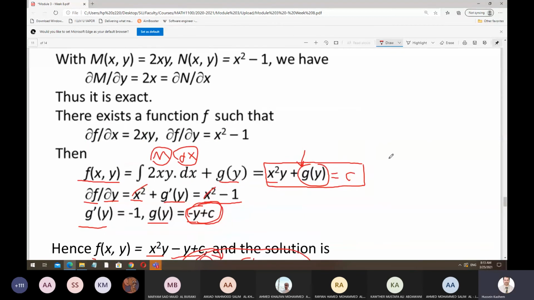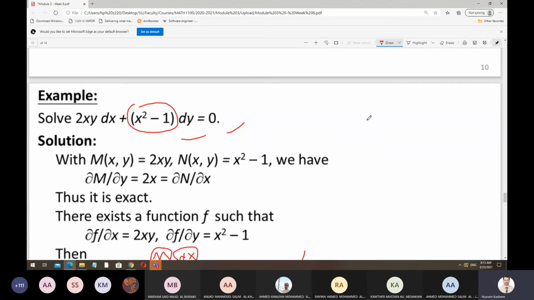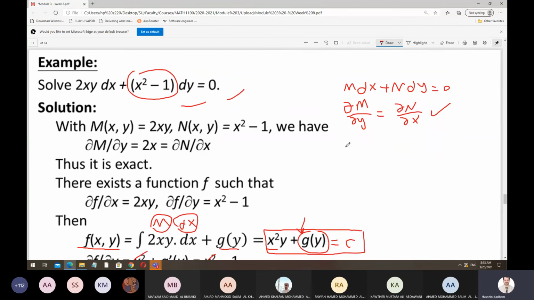Now it's a procedure. If I would like to put it as steps, I will say, okay, I have a function or equation in this way, M dx plus N dy equal 0. I need first to make sure that the condition is satisfied, which says partial M over partial y equals partial N over partial x. If I satisfy it, I say, okay, this is exact. I go to the solution.